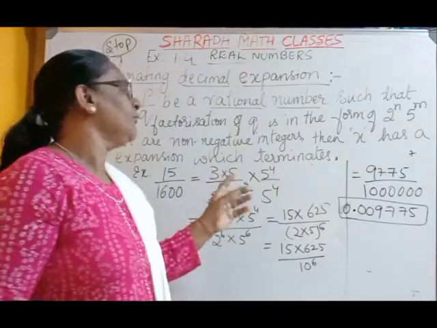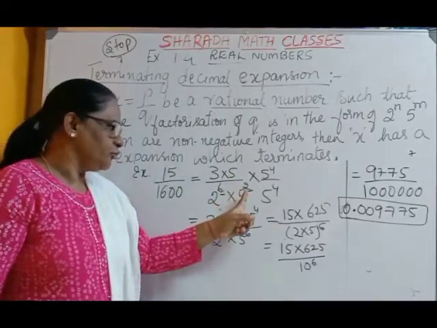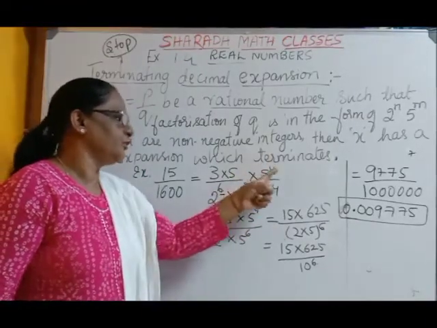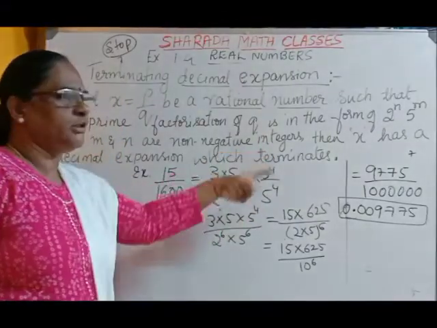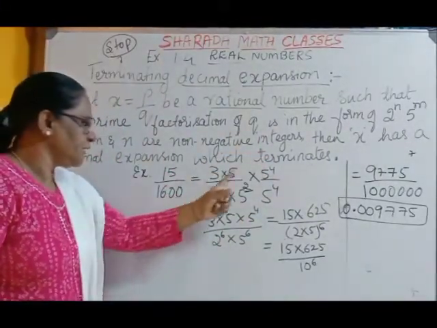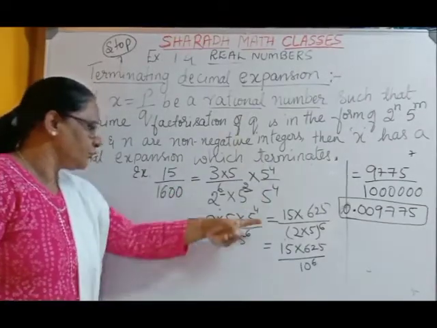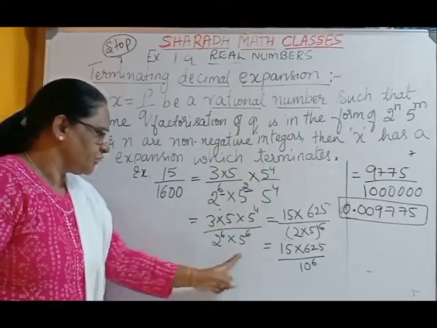That is the reason what I am going to do. Only 2 5s are there. I will add 4 more 5s here, means 5 to the power of 4. I am going to multiply both in numerator and denominator. So this becomes 3 into 5 into 5 to the power of 4 divided by 2 to the power of 6 into 5 to the power of 6.